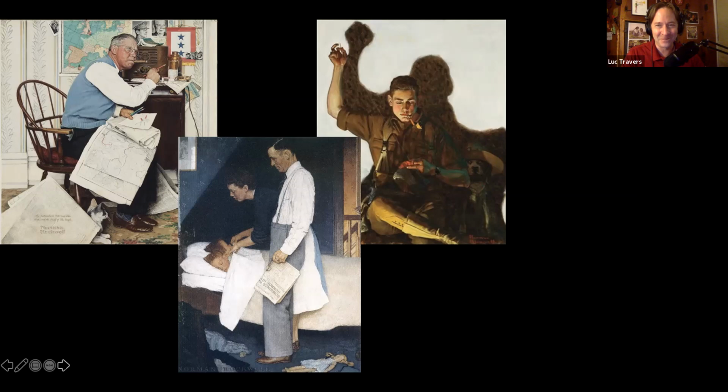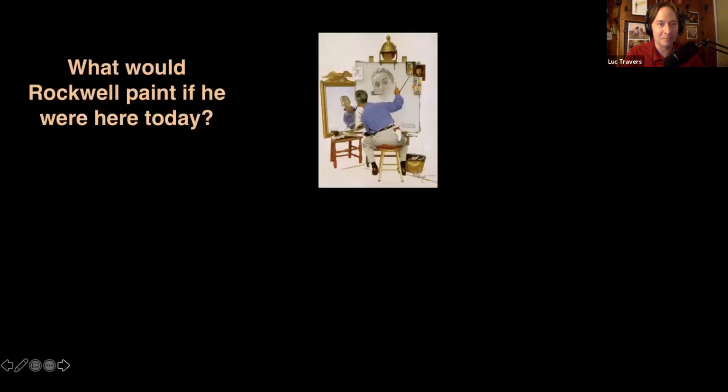Mm-hmm. All right, so here are my top 5 of what would Rockwell paint if he were here today. And then I'll ask you to vote on which one you like best, or if there's something else. Connection, love. Oh, I like those. Number 5, children talking to their teachers across screens. So more of that connection, more of that love.